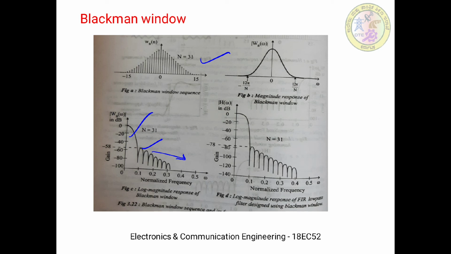The main lobe width here is, however, reduced by increasing the value of m; here we have taken 31, and for 31 it is plotted. So this width can still be reduced by increasing this value. Figure D shows the log magnitude response of the FIR low pass filter designed using the Blackman window. Here also you can see the transitions in the stop band. So these are the features of the Blackman window.